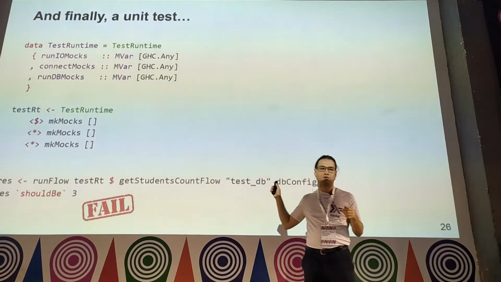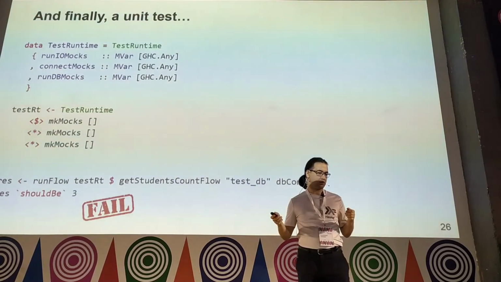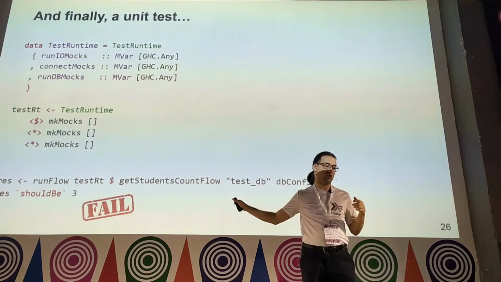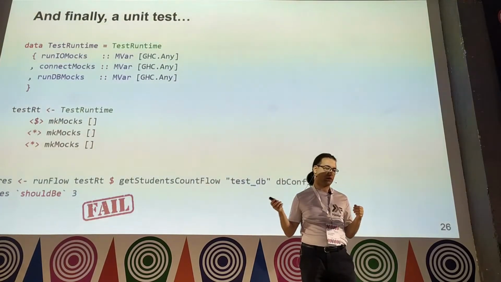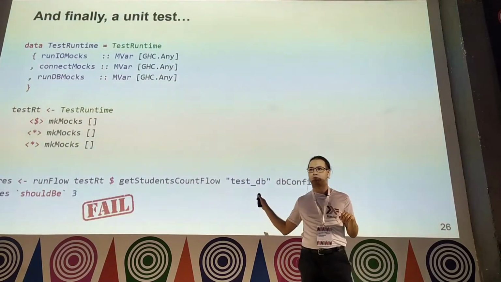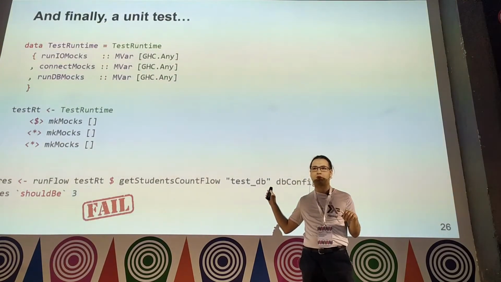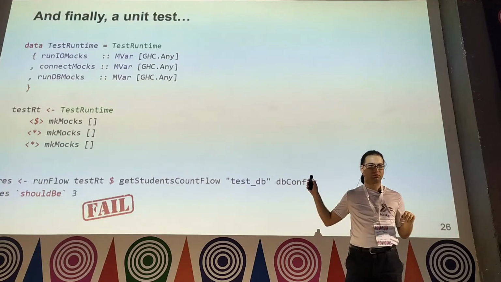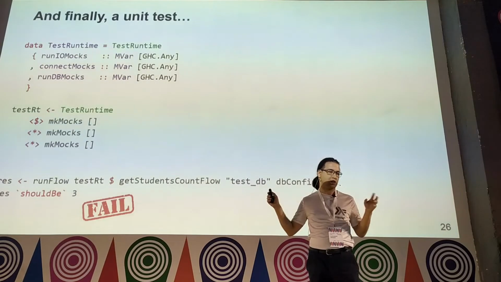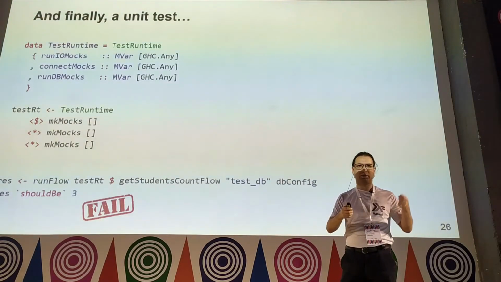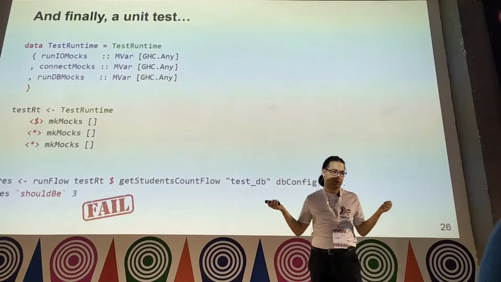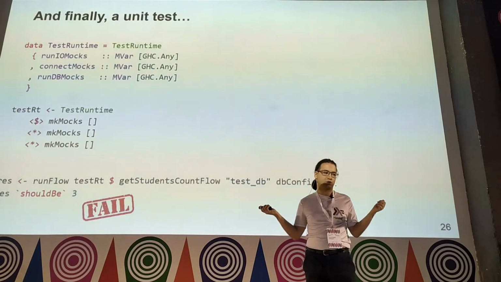This is how the test can look. In particular, we call our test interpreter here with our flow, which is the get students count flow, with some data passed there. It fails. Why does it fail? How do you think? Why does it fail? Because we don't have any mocks? Yes, it doesn't have any mocks. And when it doesn't have any mocks, it hits a step, tries to extract some mock, and there are no mocks, an empty list, and it just throws an error.